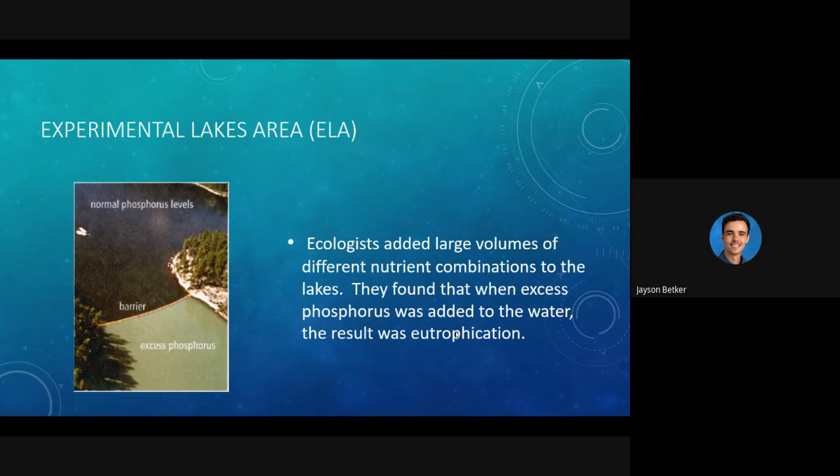And what you'll see here is that barrier in the middle. When there's the excess phosphorus, you see that really, really thick kind of slimy green color. And then the normal phosphorus levels, it just looks like a nice, normal, healthy lake.